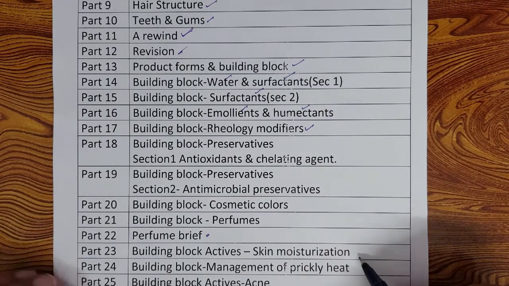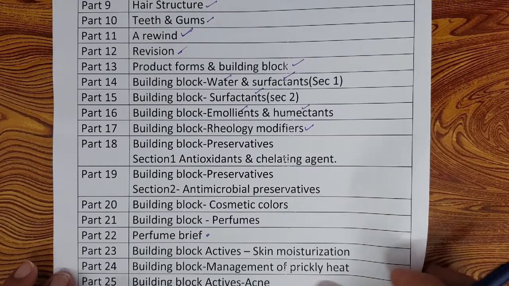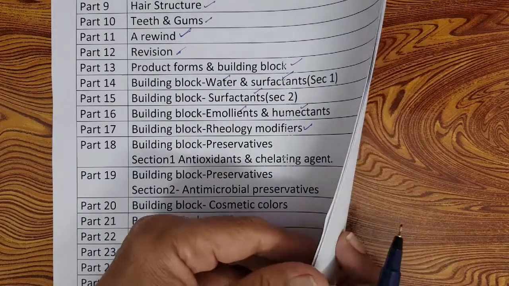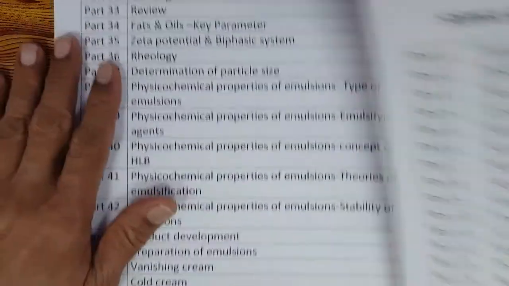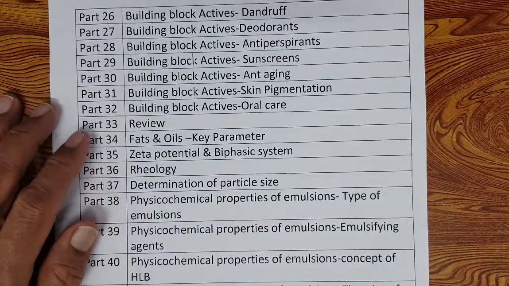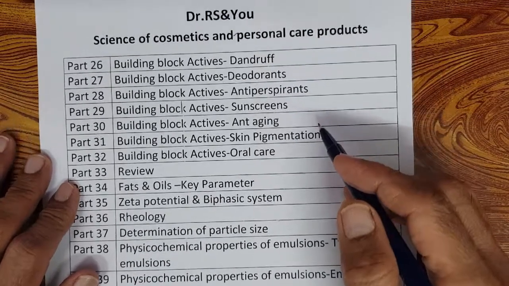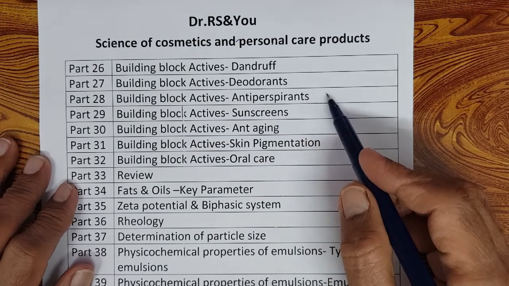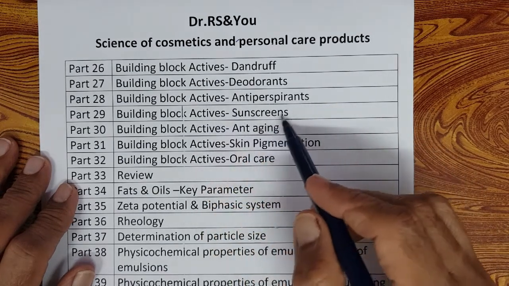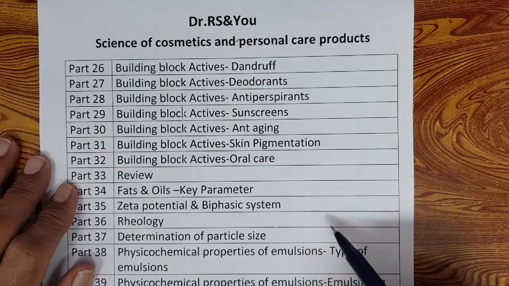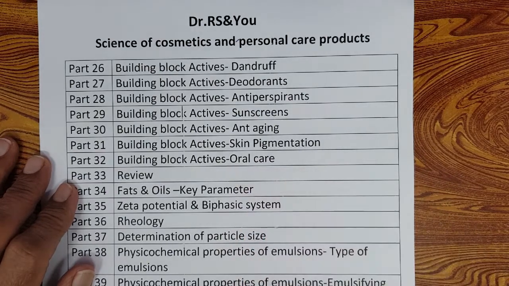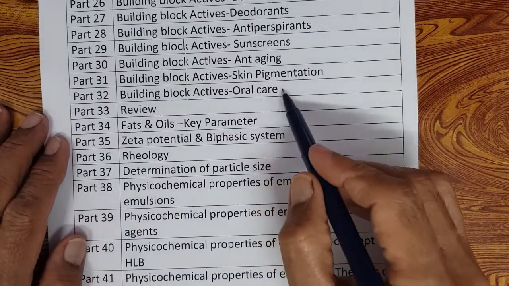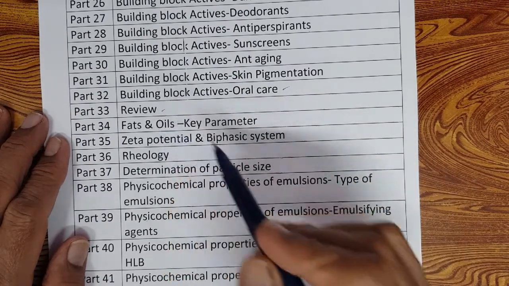Then skin moisturization actives. What are the actives used for skin moisturization? Prickly heat, management of prickly heat. Then acne, the treatment of acne, the building blocks. Part 26, how to address dandruff, the building blocks. Then deodorants, then antiperspirants. We saw all the actives. Then sunscreen actives, then anti-aging actives, then skin pigmentation actives. For oral care, actives for oral care, then we revised.